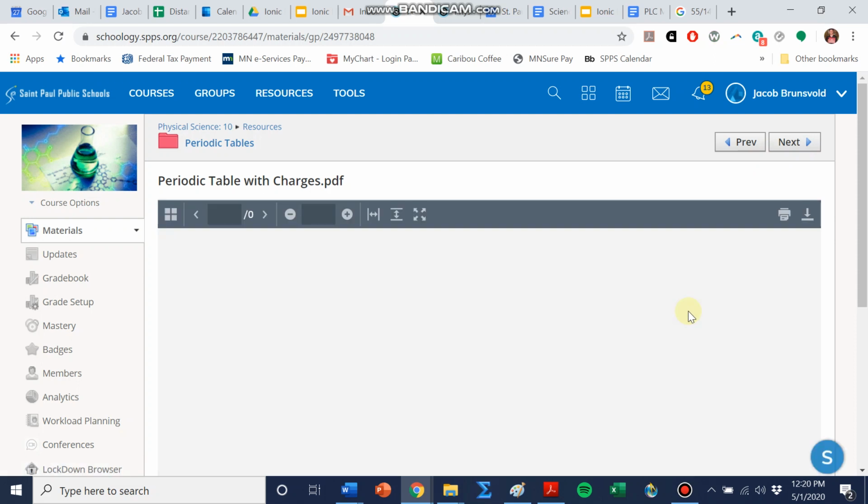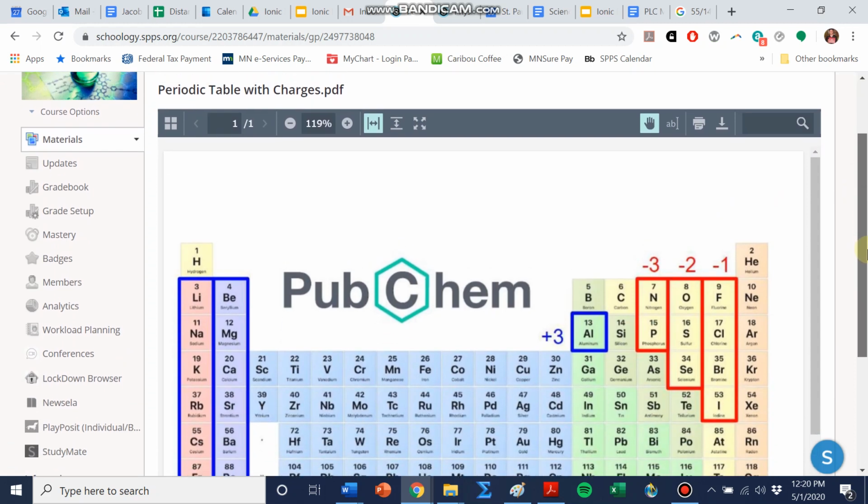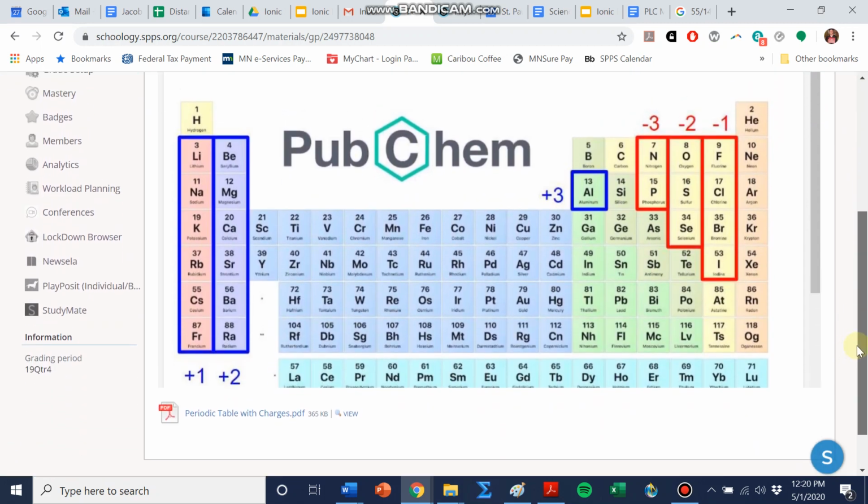All right, and then last up is the one that we just made today. Periodic table with charges. So you can see we've got the +1, +2, +3, -3, -2, and -1 columns. And then it's circled. Remember, the blue are metals and the red ones are nonmetals. Those are all the ions that you'll need to know for this course. And so you can use that on any of your assignments or quizzes.